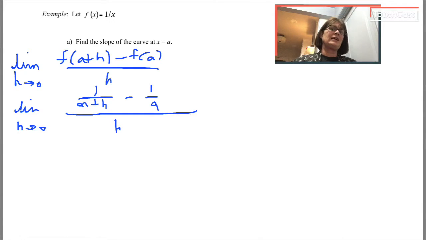I'm trying to take the limit as h goes towards 0. I might try substitution, but if I use 0 for h, I'm going to have a 0 in the denominator, and I can't divide by 0. So let me just clean up that a, so it looks more like an a. There we go. So I'm going to go back to my techniques from section 2.1. What can I do to try to make it so I don't have a divide by 0 problem?